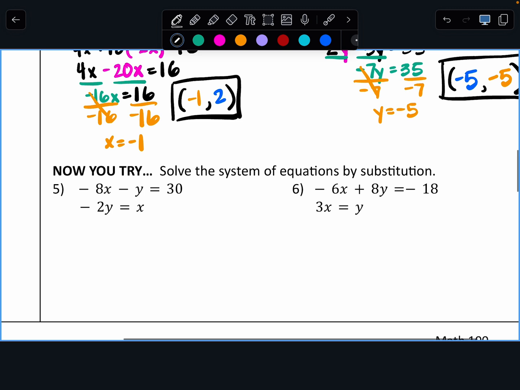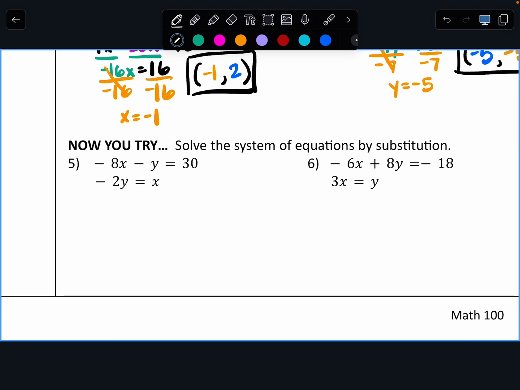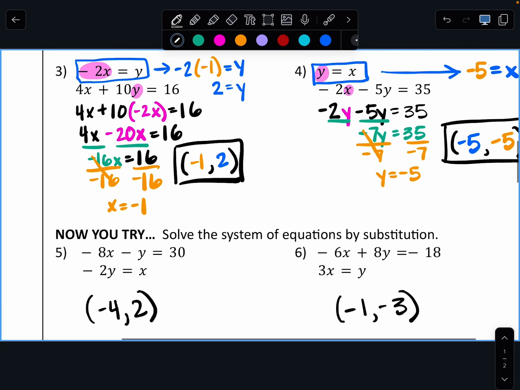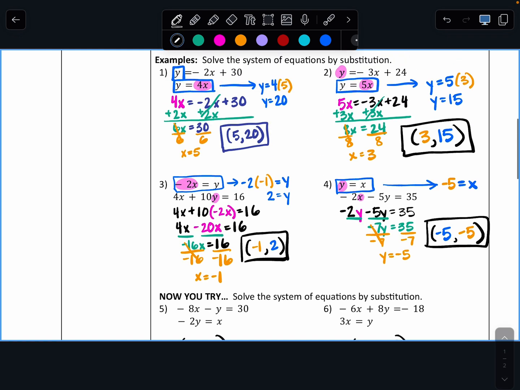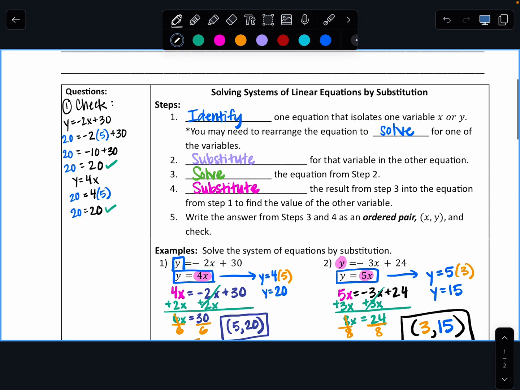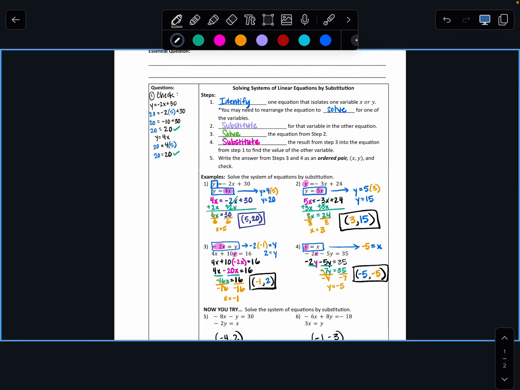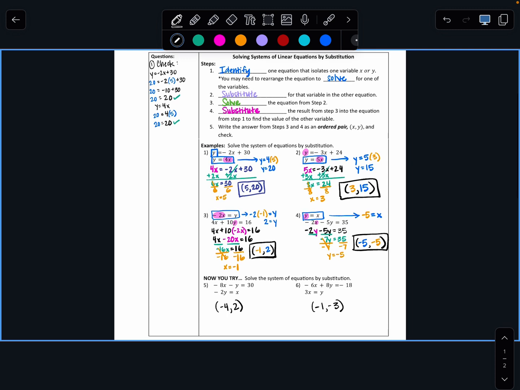Okay, so if you come back, hopefully you've already solved for 5 and 6. I'm going to give you the answers. So for number 5, the solution was -4, 2. And for number 6, the solution was -1, -3. Now, if you did not get those right, you might want to go back and watch these examples again. But this is what you'll be doing on today's practice, substituting to solve a system of equations algebraically.